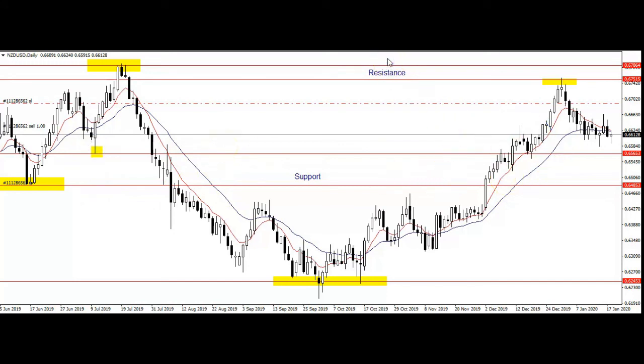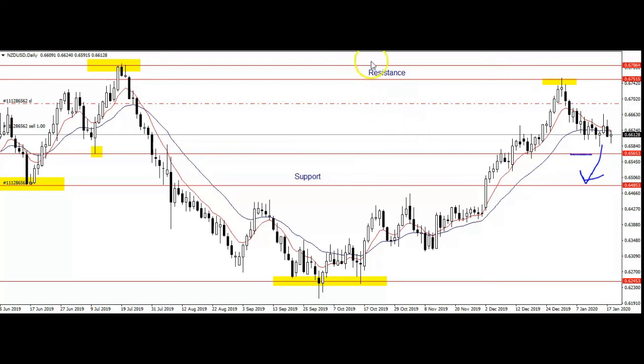However, should we get a break and a close below this area here, then there'd be no reason to suggest we wouldn't keep on our merry way and hit our first take profit target of around this 64853 area here. So again, not a lot to report. We are bearish on this pair. We are in this trade, myself and my clients. So we'll just see how it plays out.